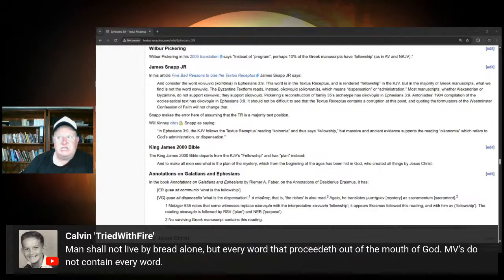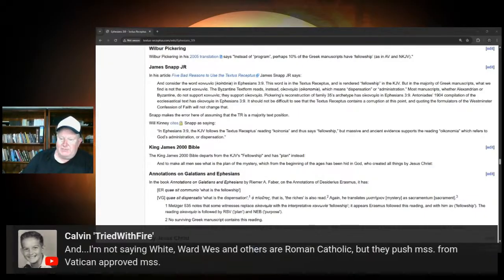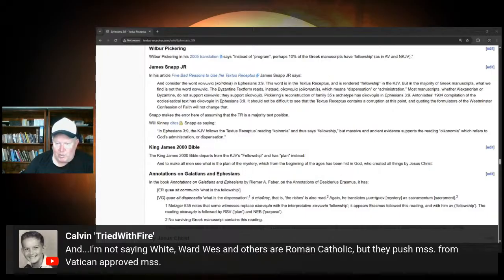Does that mean that you can just delete 2 Kings? You know what I mean? The Bible is very clear. Don't add and don't subtract. It says that all the way through the Bible. So Calvin Tried with Fire says, and I'm not saying White, Ward, Wes, and others are Roman Catholic, but they push manuscripts from Vatican-approved manuscripts.